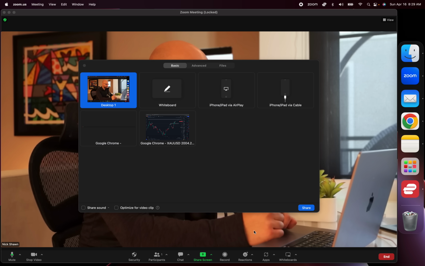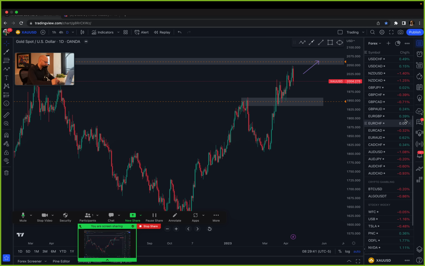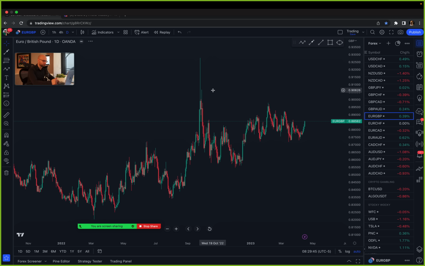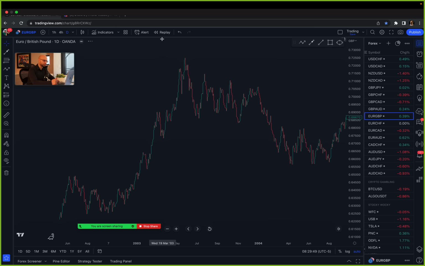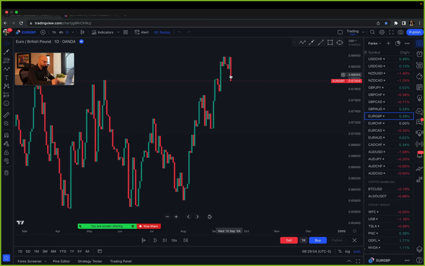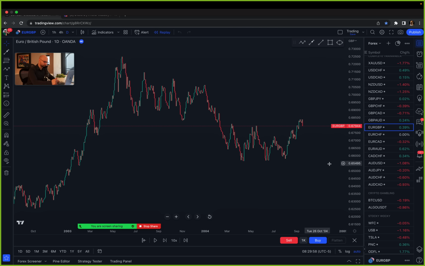So let's go ahead and click the little share screen option here. And let's go pick a random pair here. Let's pick like Euro CHF, Euro GBP. Let's pick Euro GBP. This one should be fun. And we're going to scroll back to somewhere random on the chart, hit replay, and then we'll see what happens here. This is 2004. This is some sketchy price action. Let's pick something else. Candles look kind of weird.